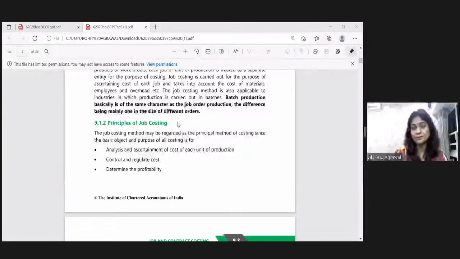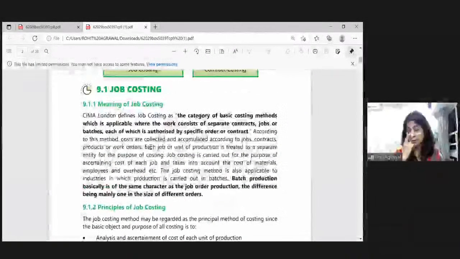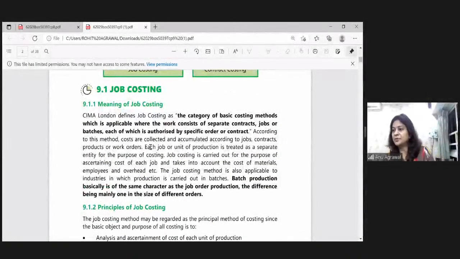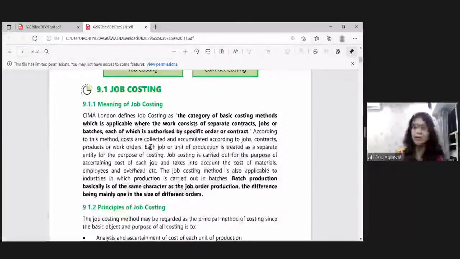Is it visible now? I repeat, if it was not visible, I am using the ICAI material. As I told you, the basic concept when we talk about job costing is that in job costing, every job is different. One job is different from the other job. I gave you the example of cake, right? Somebody's ordering a hazelnut cake, somebody's ordering a mud cake, somebody's ordering a walnut cake or whatever cake, right?